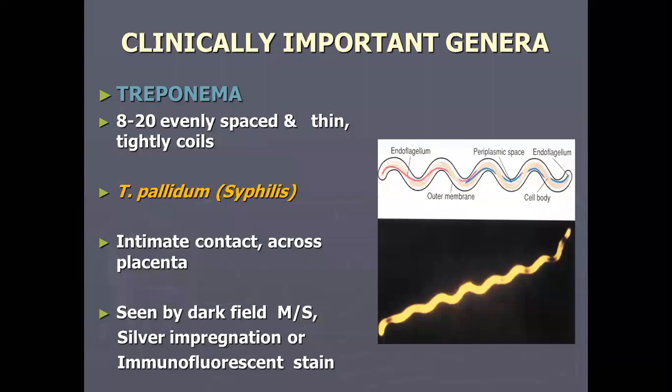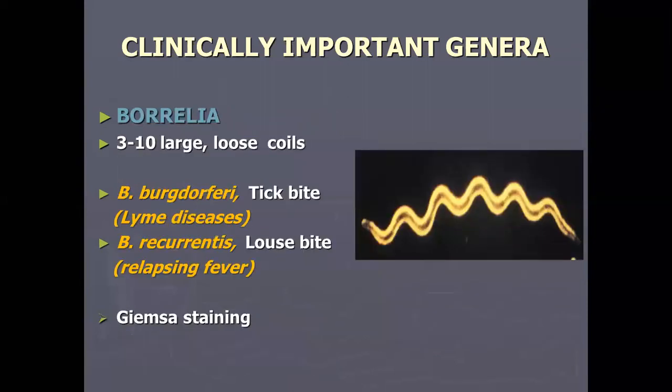So we'll have to go for dark field microscopy or adopt other staining procedures, the silver impregnation of the cell, or the immunofluorescence staining procedure. Now, the Borrelia, although the number of coils may vary, generally we can say that it has 3 to 10 coils. They are large, loose coils. Look at it, they're not that tightly coiled compared with that of the Treponemal cells.